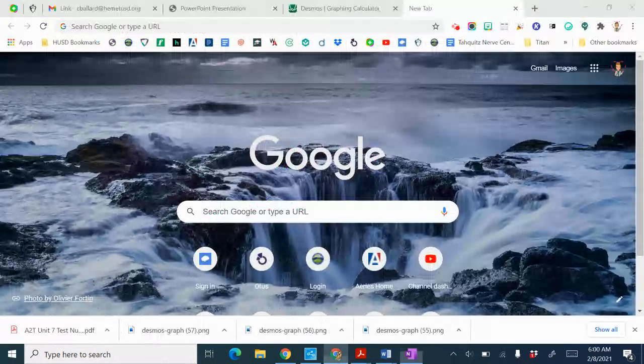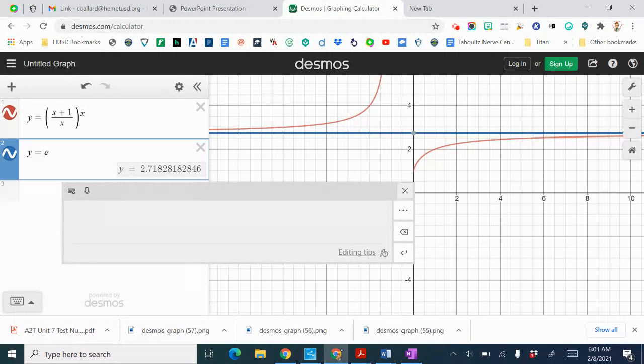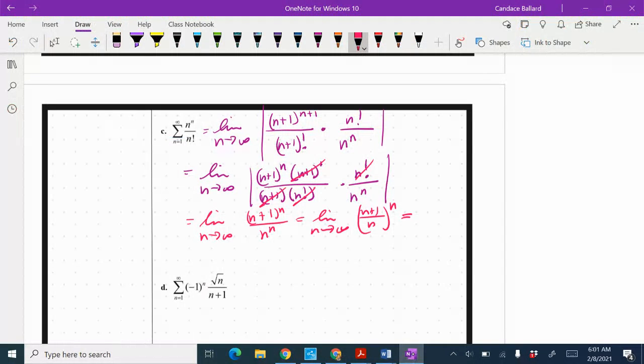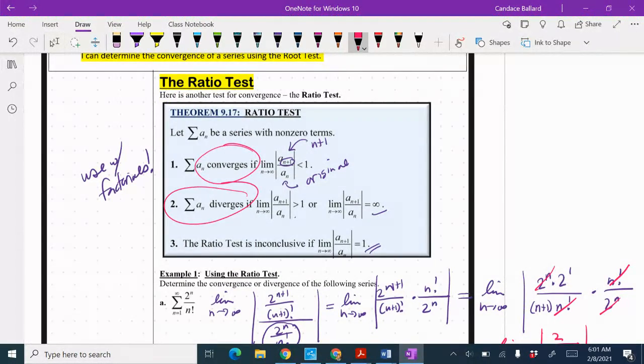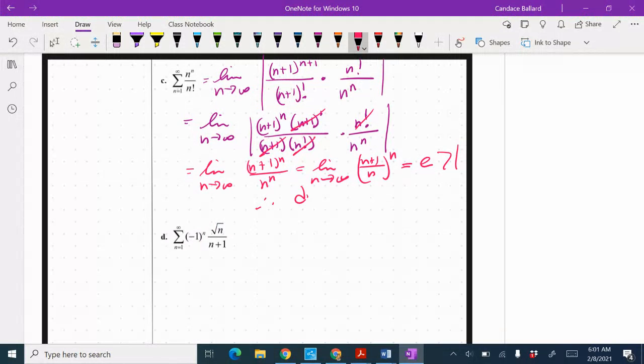So if we look at that, I'm going to graph that. So look, this is what it's like graphed. When I graph it, notice that it does have a limit, and that limit is the value of e. So what that function is, this is actually the definition of e. So this is equal to e, which is greater than 1. So when it is greater than 1, we know that it diverges. So we would say that therefore it diverges by the ratio test.